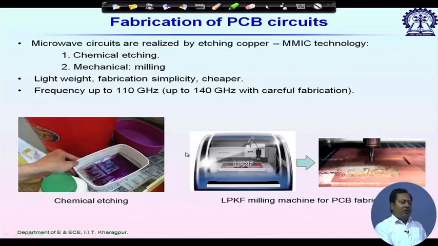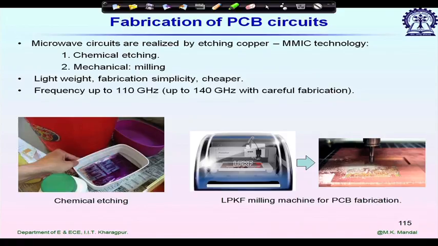Before going to the next topic, which is dielectric waveguide, let me discuss the fabrication procedure, how we fabricate in printed circuit board technology. We can fabricate SIW structures, and we can also fabricate microstrip or CPW structures. Two methods are usually used: one is the chemical etching method and the other is the milling method.